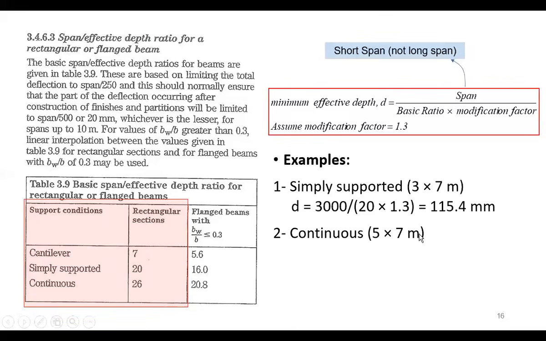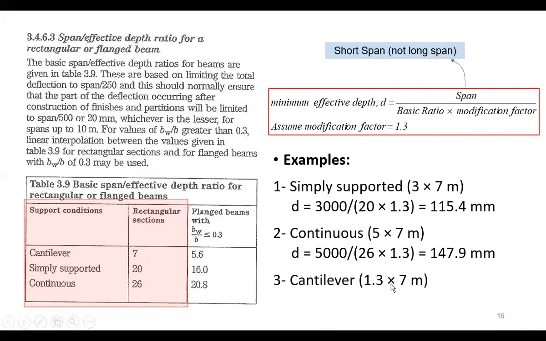Another example, if you have a continuous slab of 5 times 7 meters. So again, how much will the effective depth be? Again, we are going to apply this equation. The d equals the short span, in this case 5,000, divided by the basic span to depth ratio. Because it is continuous, from the table it is 26 times the modification factor. Always take it as 1.3, so it gives us 147.